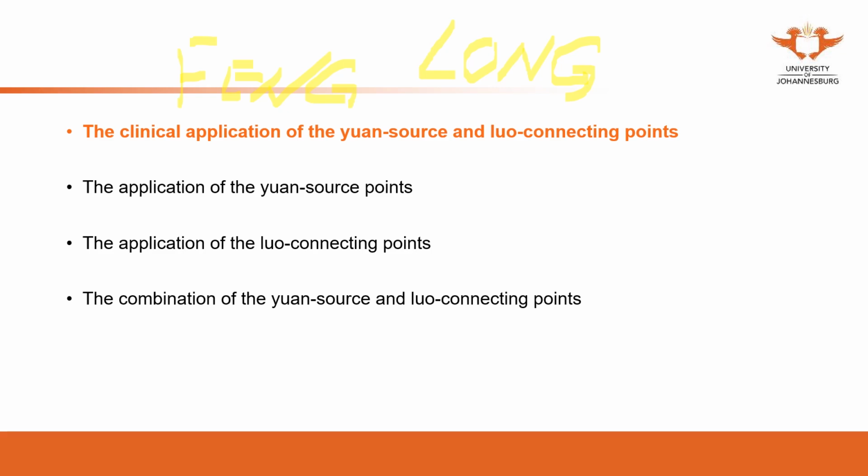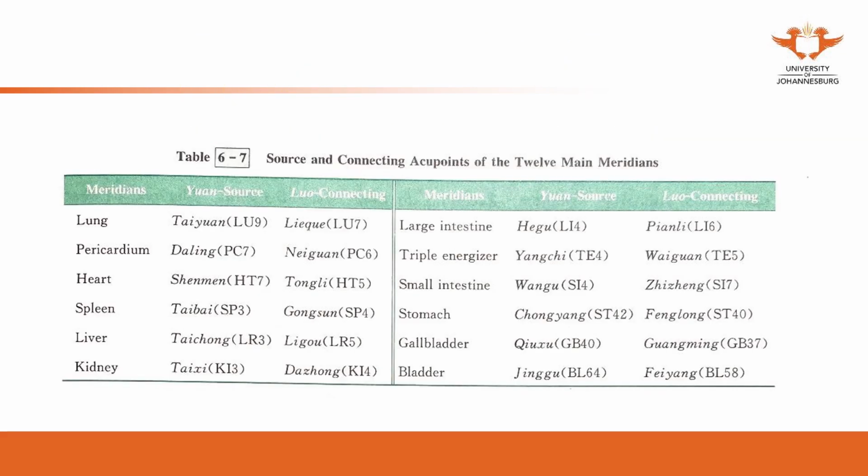So the application of the combination of the Yuan source points and Luo connecting points: the dominant point is the Yuan source point of one meridian. The accompanying or assisting point is the Luo connecting point of the coupled meridian. So that's the principle. So this is the table of the Yuan source points and the Luo connecting points.